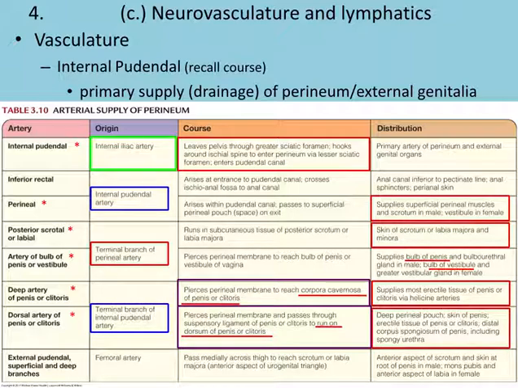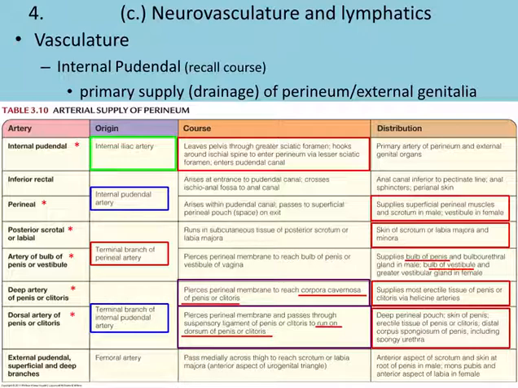The internal pudendal artery is the key for the perineum, so just recall that course, how it travels, okay? And if you look at the very top box, the internal pudendal artery, it describes that course. The way you want to look at this table, because there is a bit of a flow to this, is you want to start with the origin column. And you start with the green box.